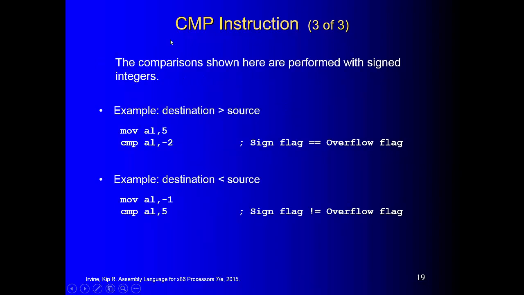We can use compare to compare signed integers. Signed integers with positive or negative. If destination is greater than source, here 5 greater than negative 2, and if this is the case, sign flag will equal overflow flag. If destination less than source, negative 1 less than 5, and in this case, sign flag won't equal overflow flag.